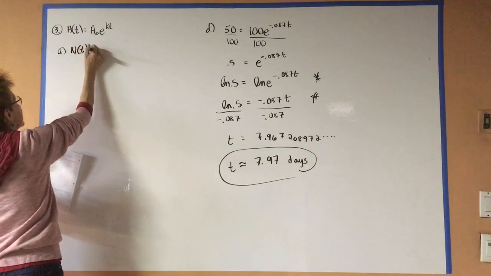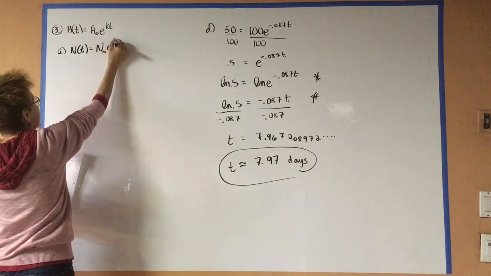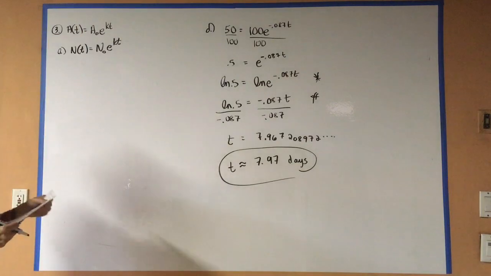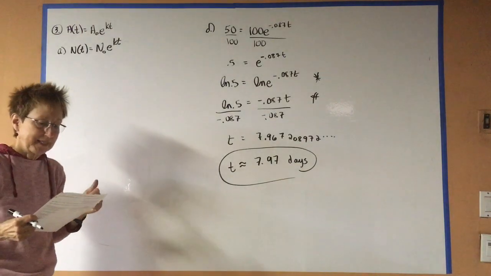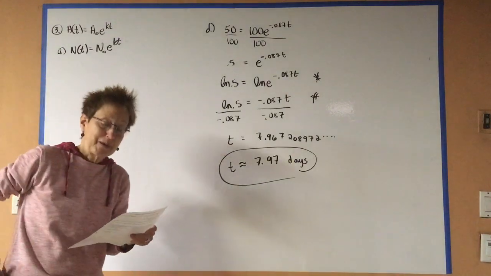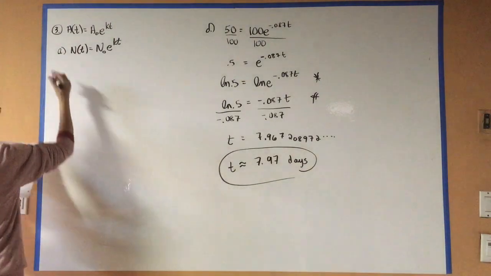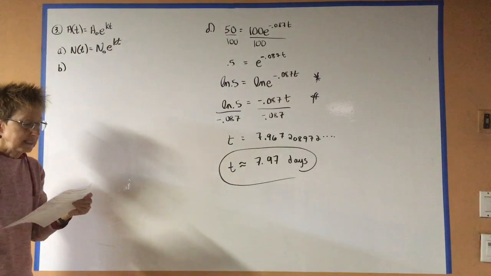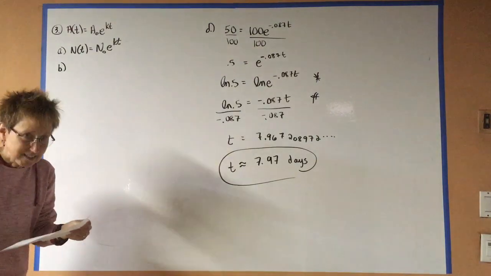So n of t is equal to n sub 0 e to the kt. So they just want me to use n's instead of those a's. Doesn't really matter. They're just being picky here. I think they probably have one like this in the homework, and I wanted to make sure you understood what they were asking for. Part B says, if 500 bacteria are present initially, so what have they just told me?